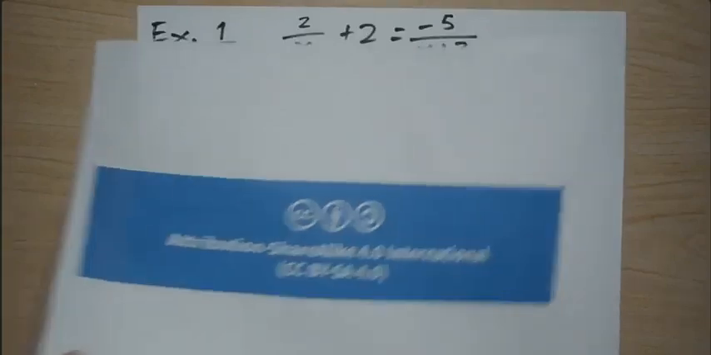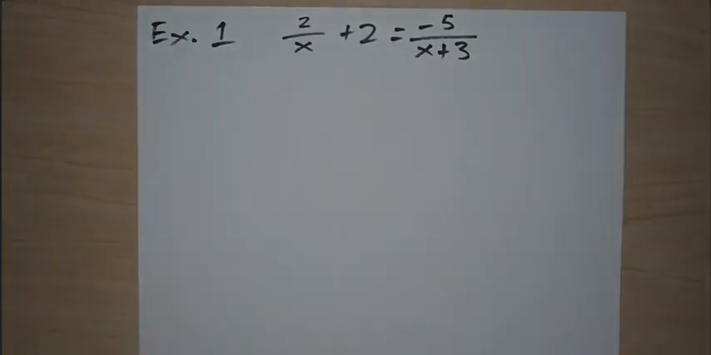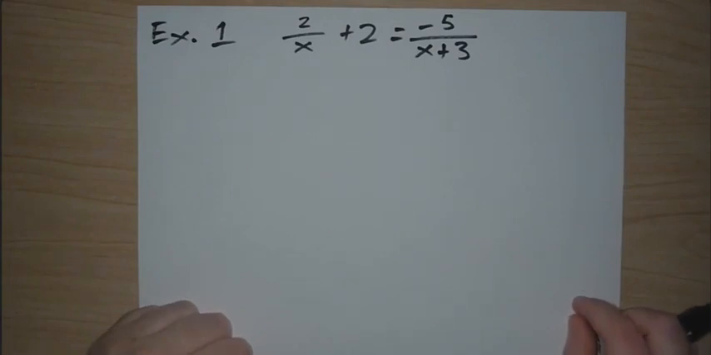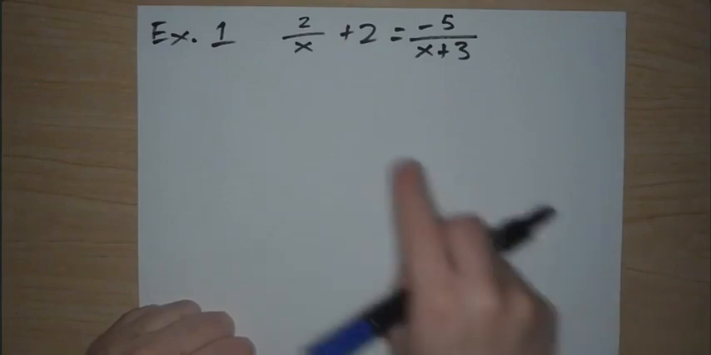This is example 1 from the Solving Rational Equations lab. We want to solve for x from the following equation. What we're going to note first is the values that x cannot be. We know that when we have a number and we try to divide it by 0, it is undefined.